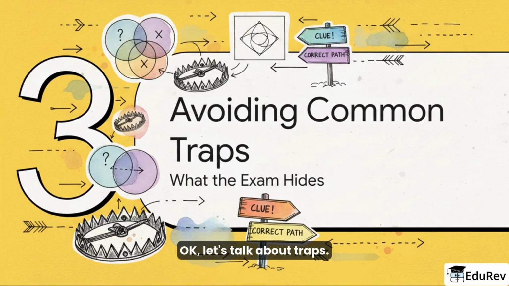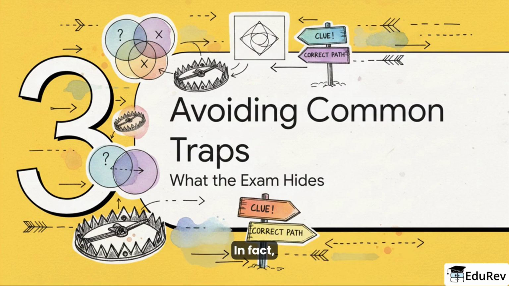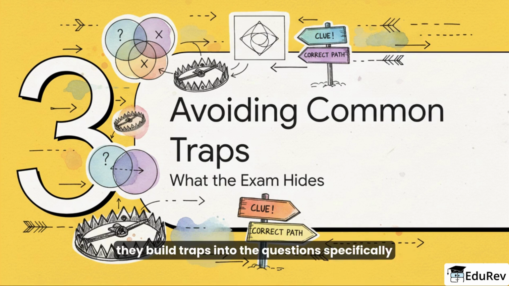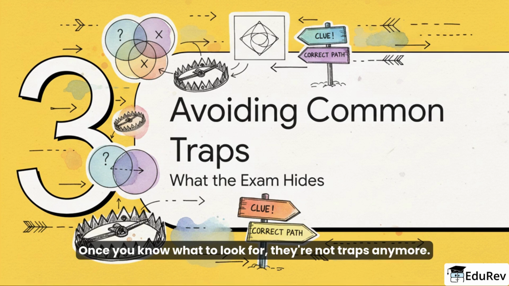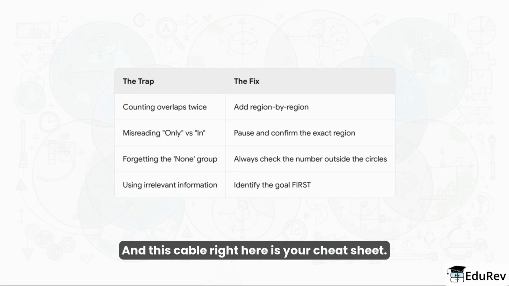Okay, let's talk about traps. You've got to know that the people who write the UCAT, they know all the common mistakes students make. In fact, they build traps into the questions specifically to catch you out. But here's the cool part. Once you know what to look for, they're not traps anymore. They're just obvious. And this table right here is your cheat sheet.